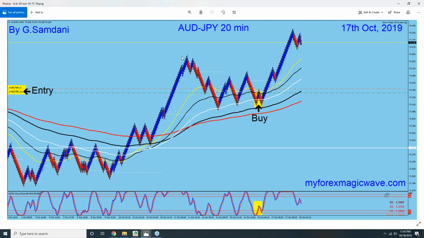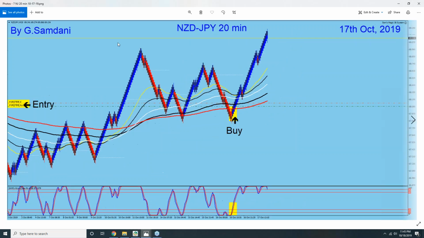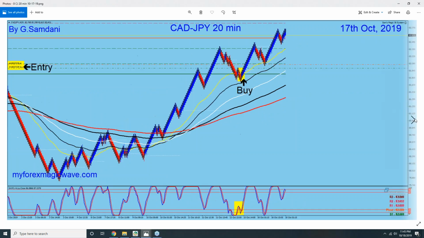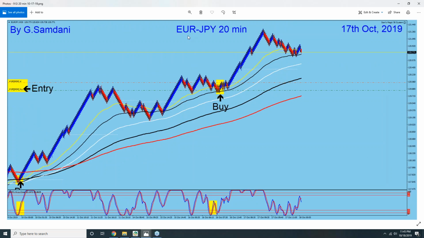Well, in fact the charts are coming. So here the first yen pair, Aussie yen from 20-minute up there, long. Look at the second yen pair, NZD yen long on the 17th. Third, CAD yen long on the 17th. And fourth pair, euro yen 20-minute long on 17th. Why? Because yen was getting weaker, and I'll show you the chart in a minute.